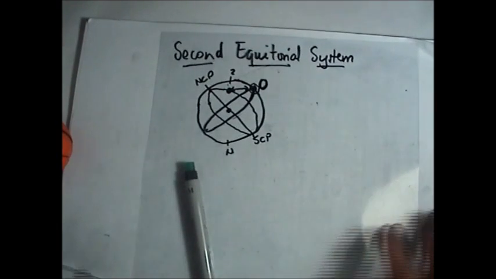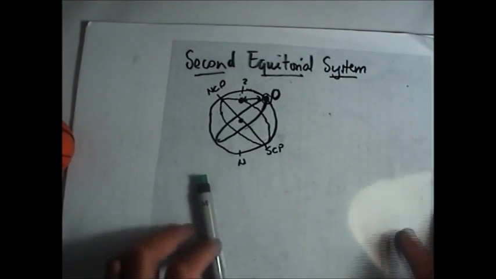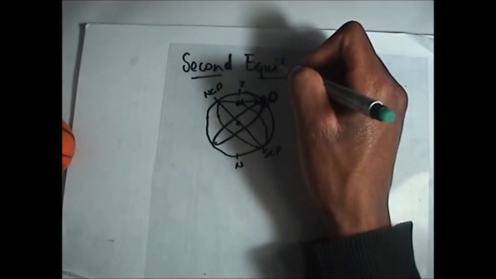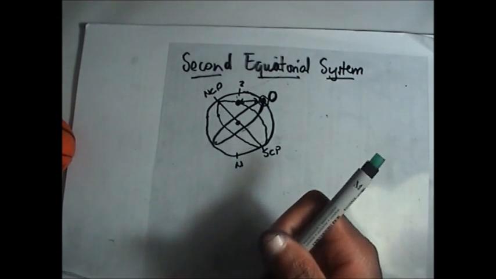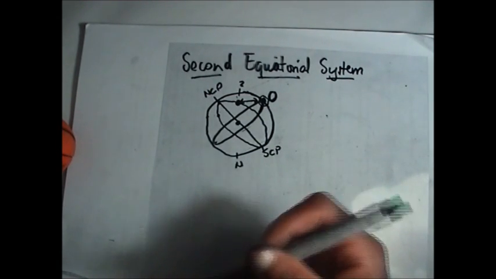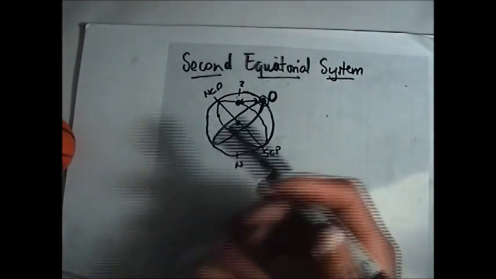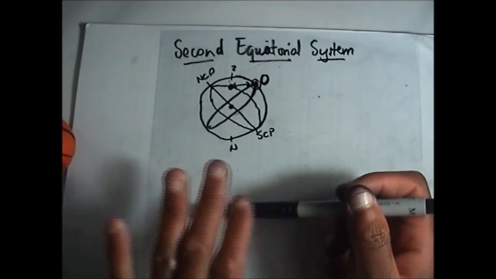That is what the second equatorial system is all about. Actually, I spelled the equatorial system wrong. It's supposed to be having an A here, not an I. So now we know the Earth revolves around the Sun in an orbit which lies in a fixed plane containing the Sun.